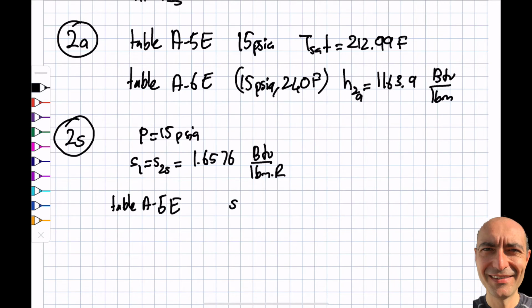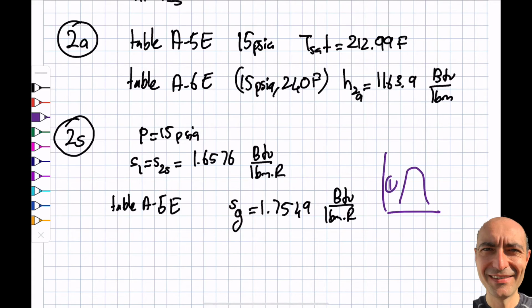So I look at this SG value, and I find it to be 1.7549 BTU per pound mass Rankine. So what does this mean? Where am I in terms of the steam dome, right? You can see SG is larger than the S2S, which means that I am in zone 2. Remember, I numbered the zones like this: 1, 2, and 3, right? I was in 3 for state 1 and state 2A, and state 2S is in the mixture zone. So now I will do SF, also needed.